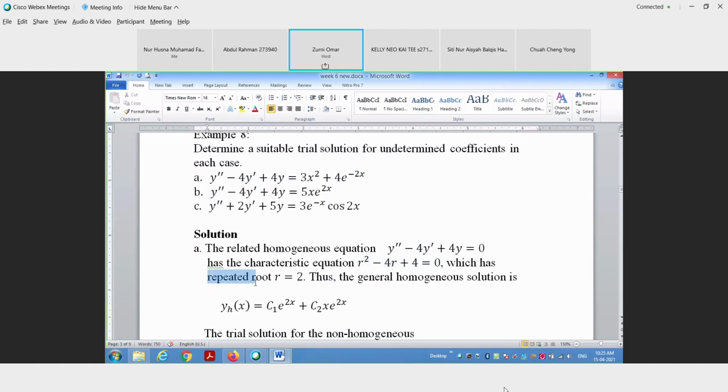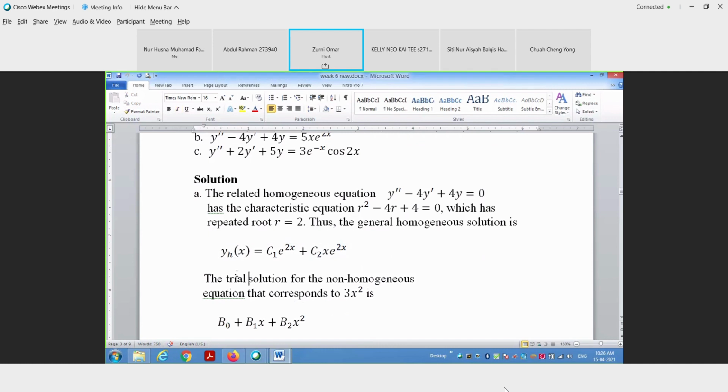The root is 2. When we have repeated roots, yh will be c1 e to the rx, so e to the 2x, plus c2 x e to the rx. For a repeated root, we multiply c2 with x, e to the 2x. So we have found yh.